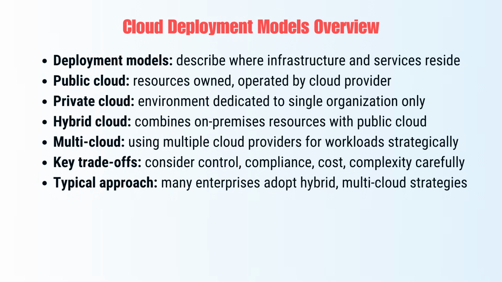Second, the private cloud. This uses cloud technologies but in an environment dedicated to a single organization. It might be hosted in your own data center or with a partner, but the key idea is exclusivity and control. Third, the hybrid cloud, which combines on-premises resources with public cloud. This allows workloads and data to move between your data center and Azure. Many real-world customers are hybrid because they have existing systems they can't move immediately.